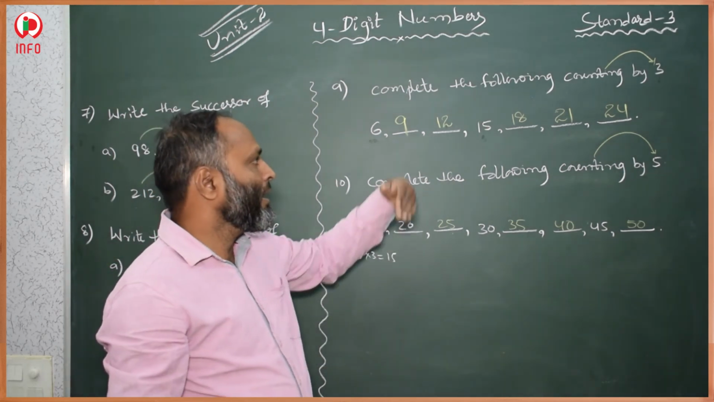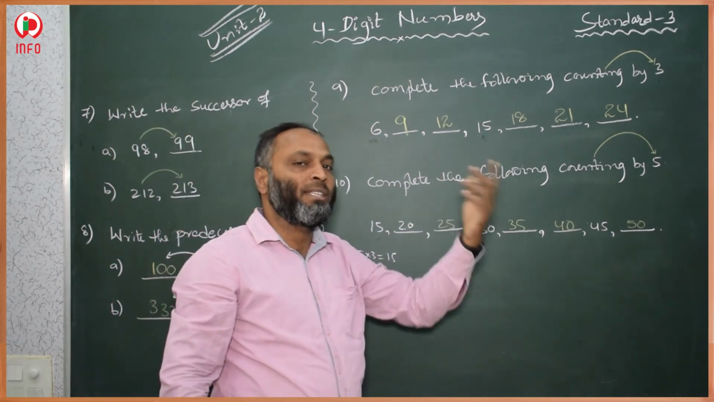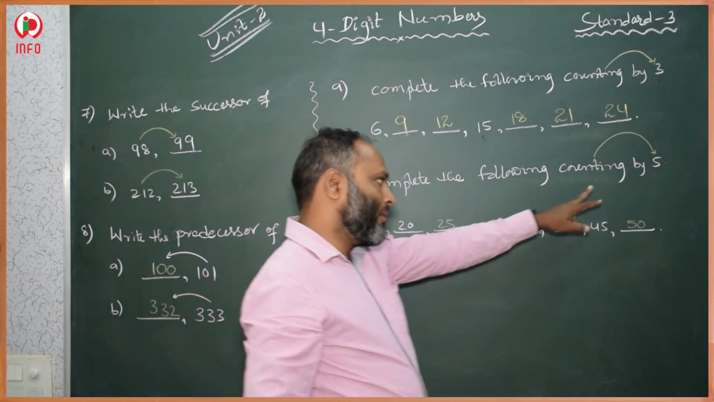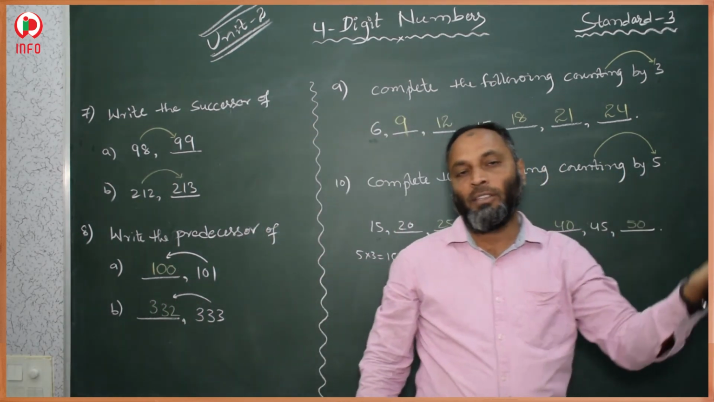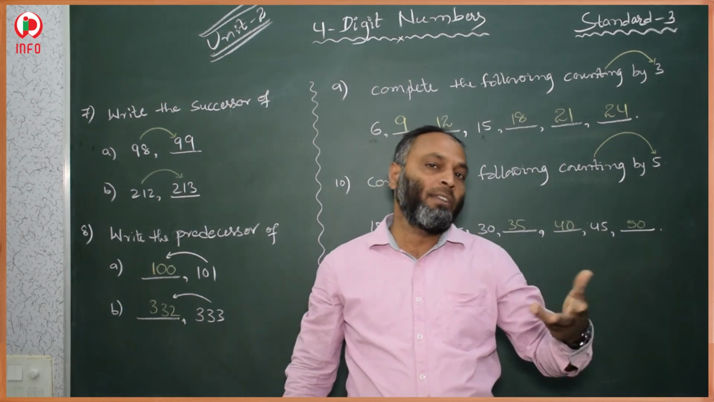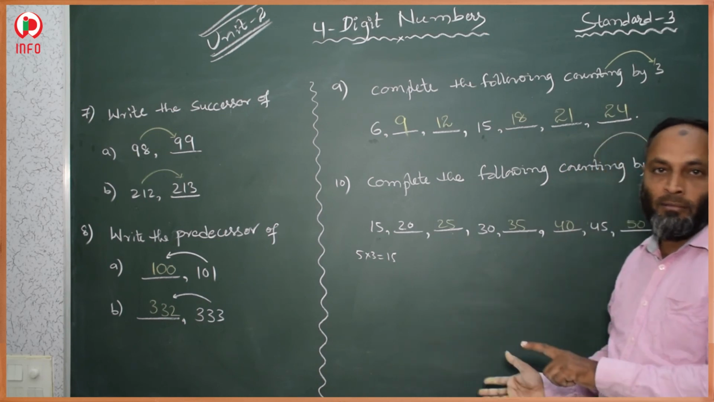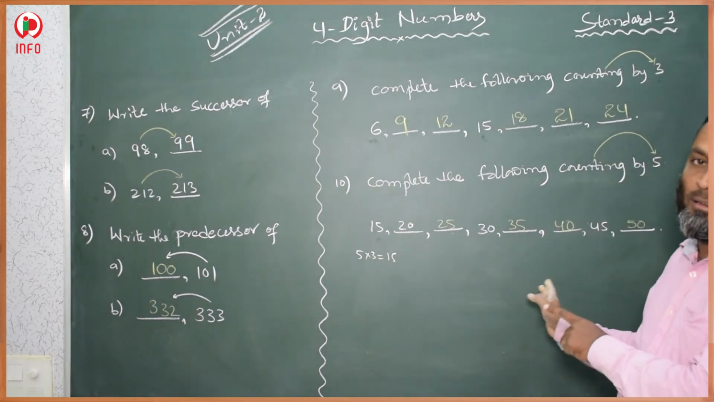This is the method. Counting by 3, counting by 5, counting by 7, counting by 10, whatever number is given, we increase accordingly. If 5 is given, increase by 5 each time. If 10 is given, increase by 10 each time. If similar questions other than these are given, follow this pattern and solve them.